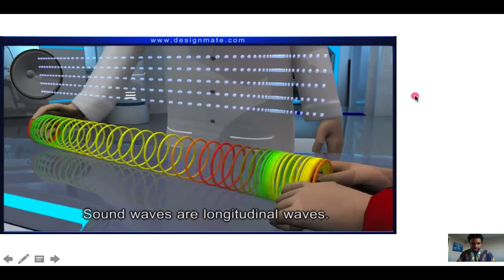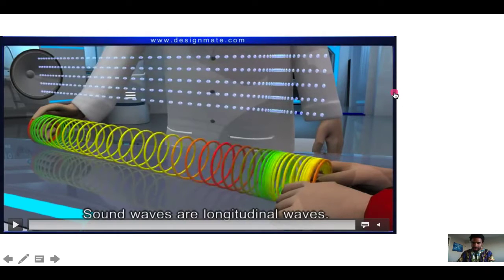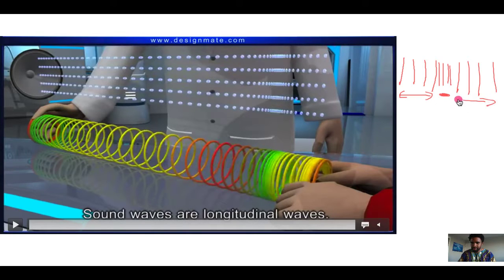You will usually draw a longitudinal wave like this. You will show an area in which the particles of the wave are spread out, and then you show an area in which the particles of the wave are close together. And that we can see in this slinky wave right now. So spread out here, and then close together there, and then spread out again.